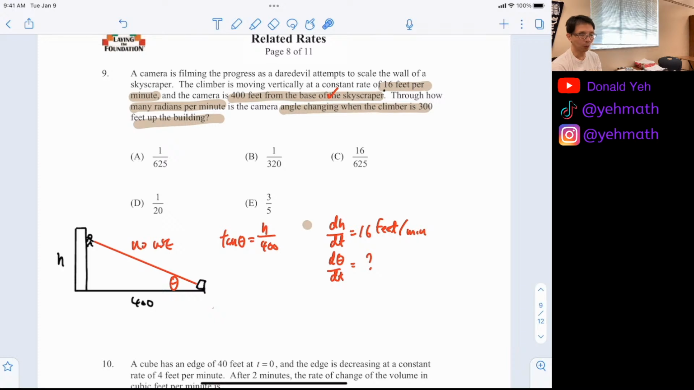And you want to make sure 400 is on the bottom, because now if you take a derivative of this, you're going to get dθ/dt. And that's going to be secant squared theta, dθ/dt is equal to 1 over 400 times dh/dt. Any questions here? It's good.